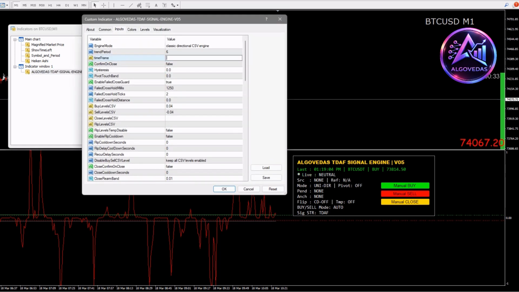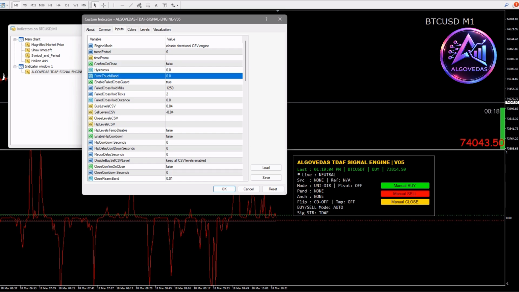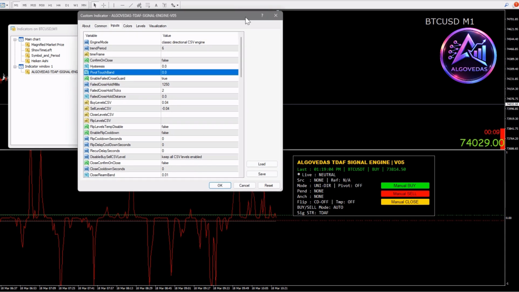Now comes precision, because signals mean nothing if they're noisy. You control that using confirm on close, hysteresis, pivot touchband. Want safe signals? Wait for candle close. Want aggressive entries? Allow intrabar triggers. Hysteresis adds a buffer, so tiny fluctuations don't fool the system. And pivot band? That defines how strict your trigger zones are. You're not adjusting settings. You're tuning behavior.